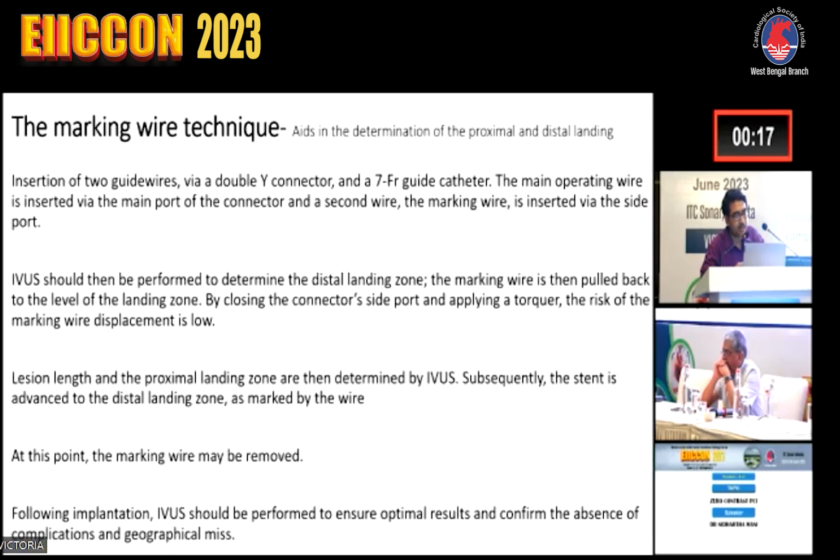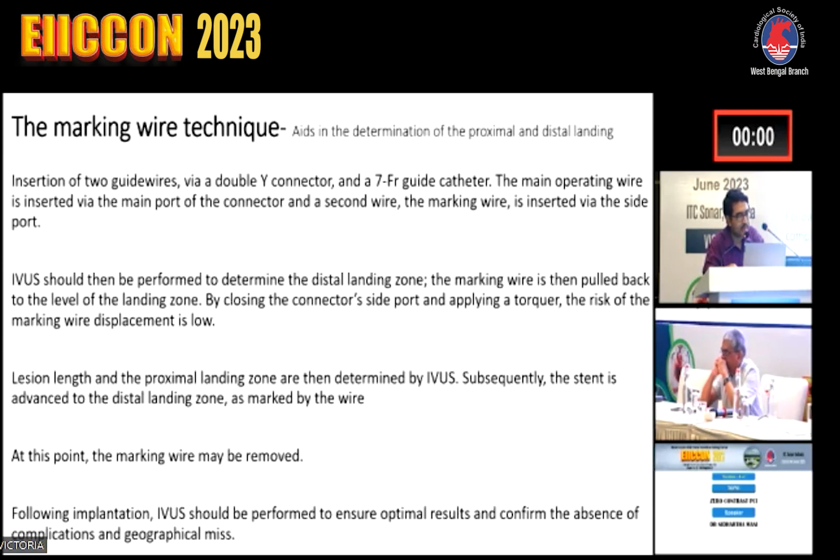The marker wire will now be pulled back to the level of that landing zone, and by closing the connector side port, the side Y port which we have taken, and applying a torquer tightly just outside the side port, there is no risk of dislodgement or displacement of this marking wire. So this marking wire with the radio opaque portion will show you the landing zone, and accordingly you can place your stent.